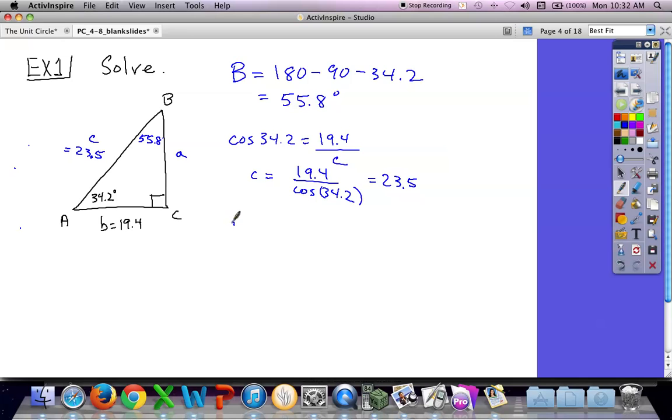So we can say that the A is the square root of 23.5 squared minus 19.4 squared. 23.5 squared minus 19.4 squared. Now I'm getting 13.3. So that is a right triangle solved. We filled in all the missing sides and angles.